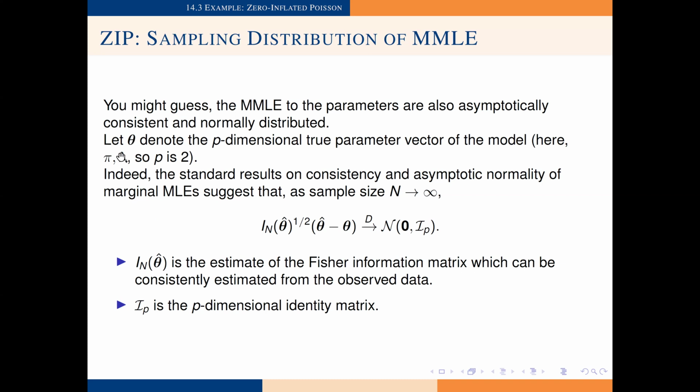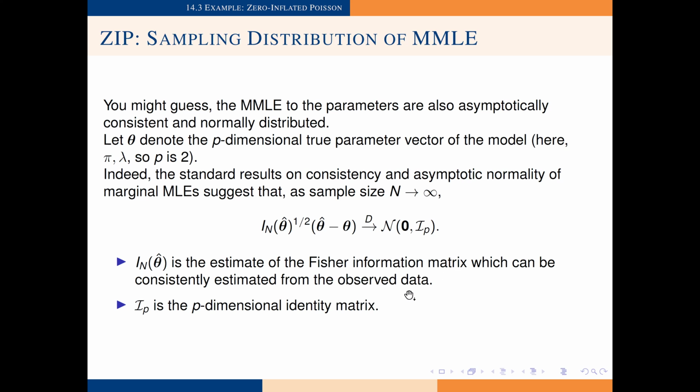So more rigorously, if you use theta to denote the p-dimensional true parameter, so here are the true pi and lambda, two-dimensional true parameters, then indeed, the standard results on consistency and asymptotic normality of marginal MLEs suggest that as your sample size goes to infinity, if you multiply the deviation between your theta hat, which is the finite sample estimate of these parameters from a sample of size n, and the true theta, and you multiply this thing by the square root of the information matrix, or the Fisher information matrix.